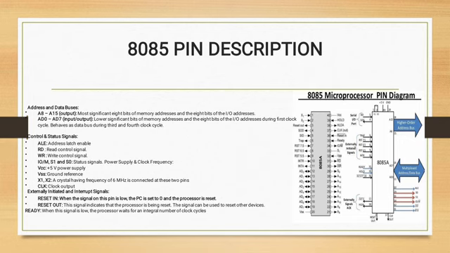And there are also some other control signals available. For example, X1, X2. These are the input pins. These pins are connected to an external crystal oscillator which drives the internal circuitry of the microprocessor to produce a suitable clock for the operations of the microprocessor. CLK is an output pin. It is a clock output for the user, which can be used for other digital ICs.